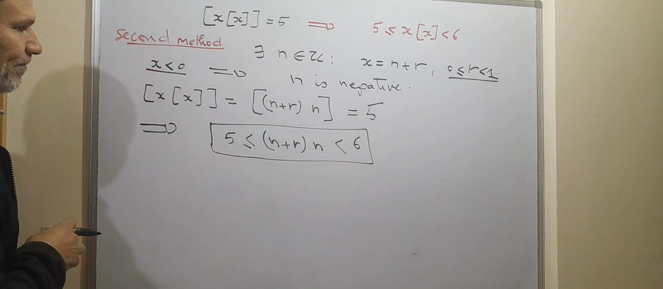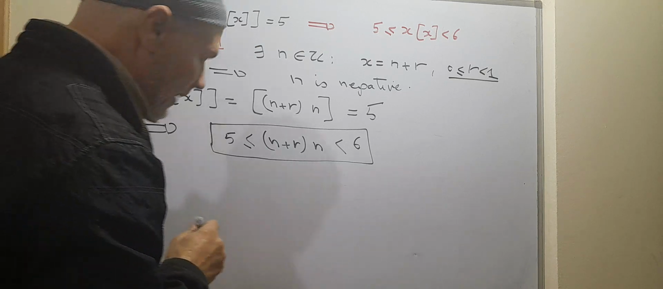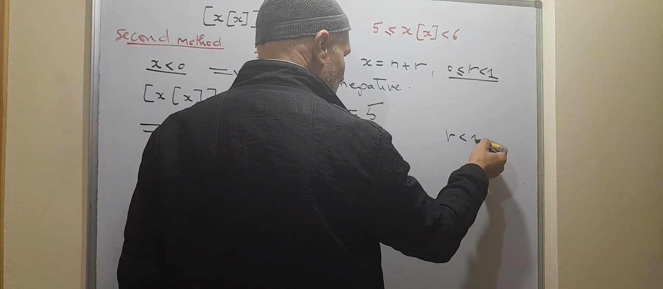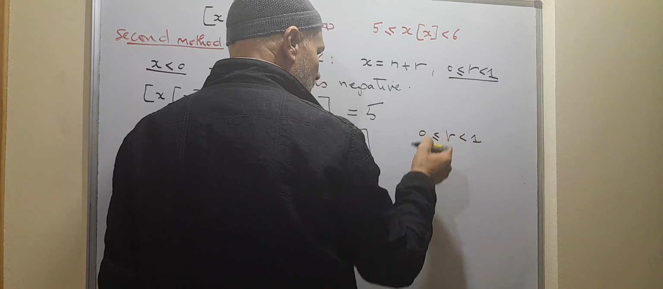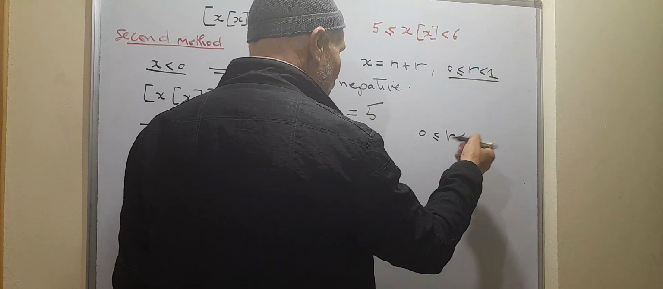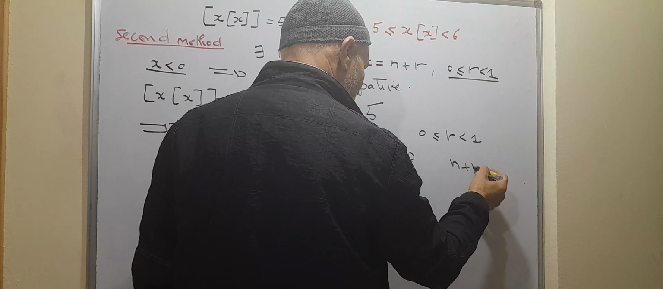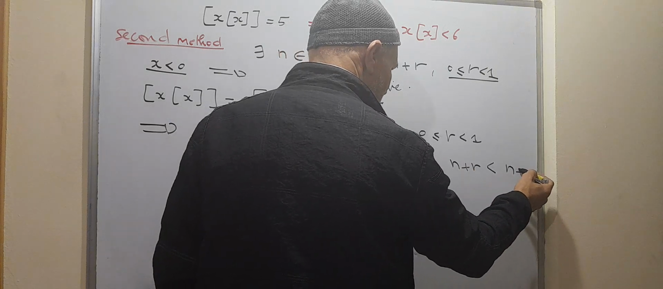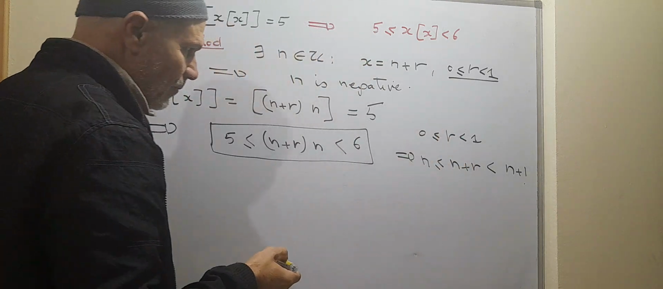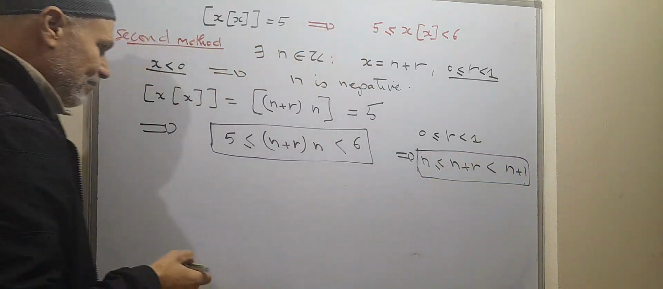important inequality. The second important inequality is actually, we know that r belongs to the half open interval [0, 1). If we add n, we get n plus r less than n plus 1 and greater or equal to n. This is the second important inequality.